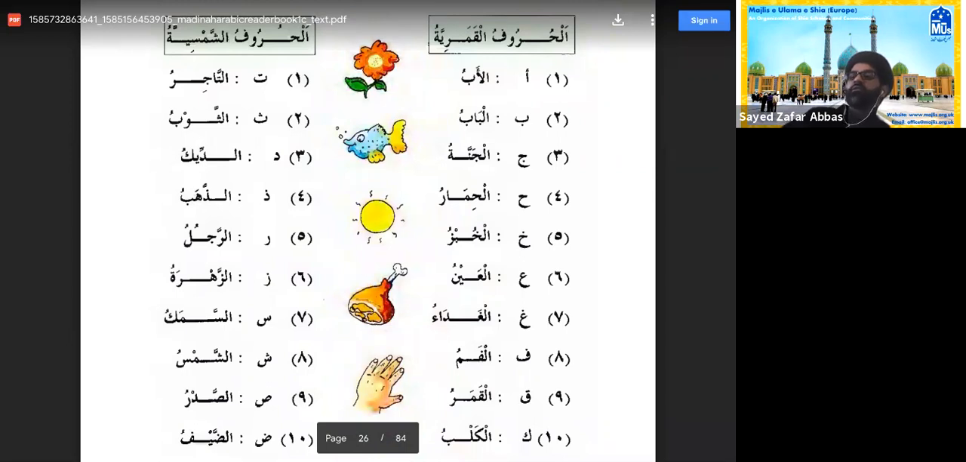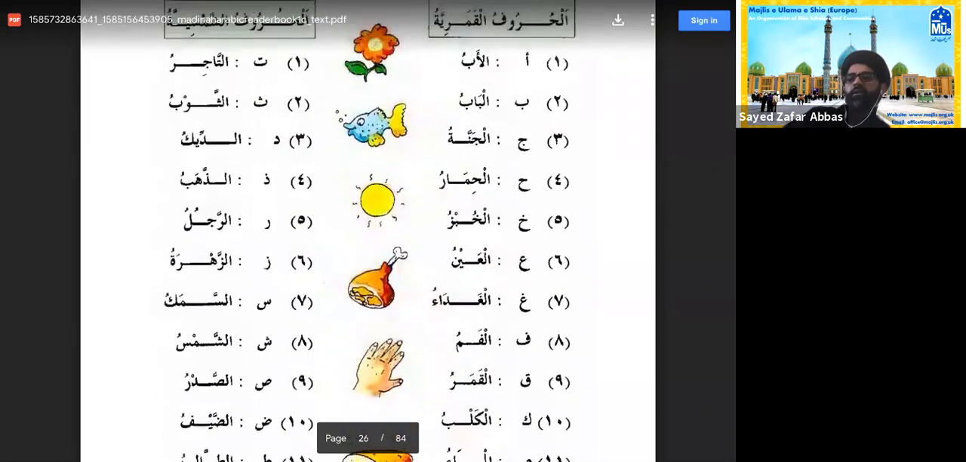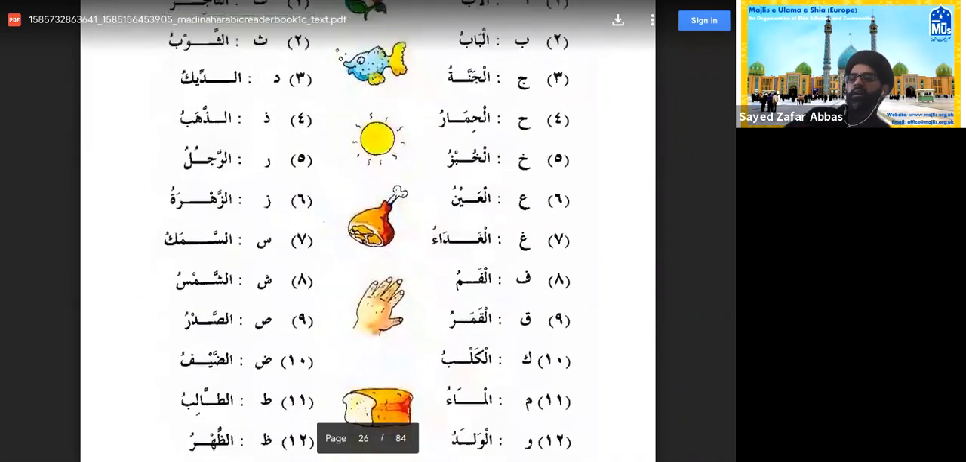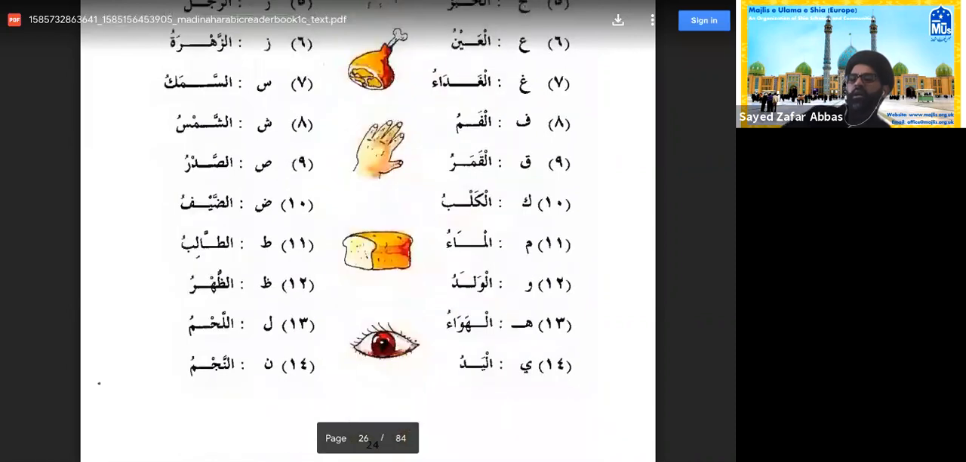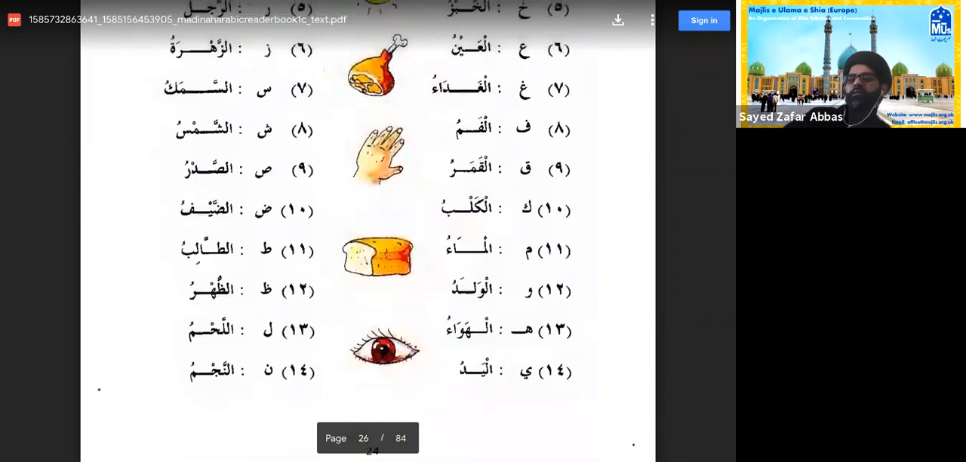So huruf al-qamariyya is very easy. Alif, Ba, Jim, Ha, Kha, Ain, Ghain, Fa, Qaf, Kaf, Mim, Waw, Ha, and Ya. Okay. So all of these are easy because they are pronounced exactly the same way as they're written. Al-Ab, Al-Bab, Al-Jannah, Al-Himar, Al-Khubz, Al-Ain, Al-Ghada, Al-Fam, Al-Qamar, Al-Kalb, Al-Ma, Al-Walad, Al-Hawa, Al-Yad. All of them are pronounced the same as how they're written.